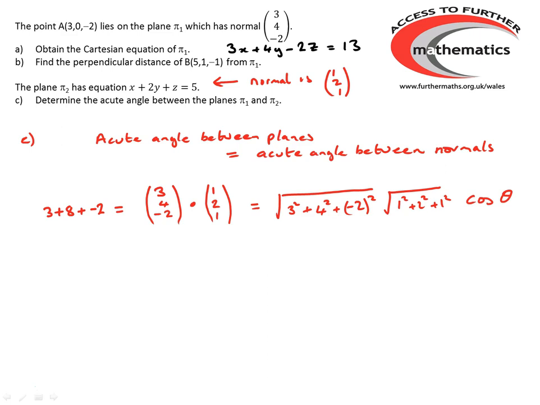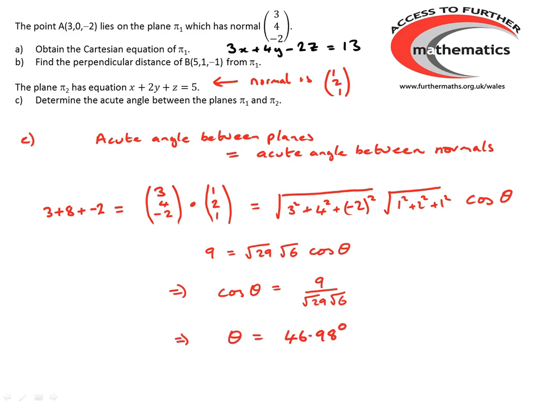So simplifying the left-hand side and the far right-hand side of that equation, we have 9 equals the square root of 29 times the square root of 6 times cos theta. So we have cos theta equals 9 divided by root 29 root 6. So the acute angle between the two normals is 46.98 degrees, and we know that the acute angle between the two normals is the same thing as the acute angle between the two planes.